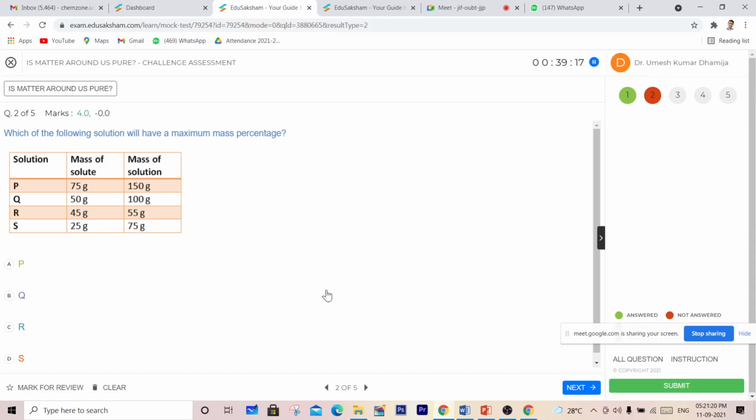Maximum mass percentage. 45. Yes, you are right.